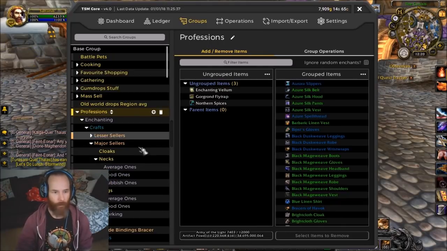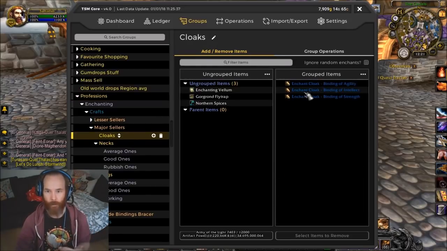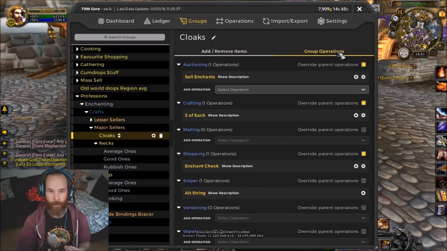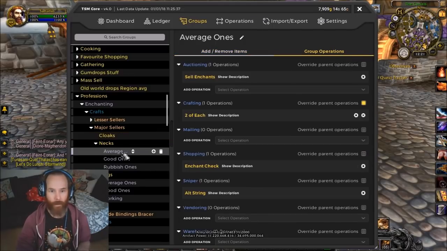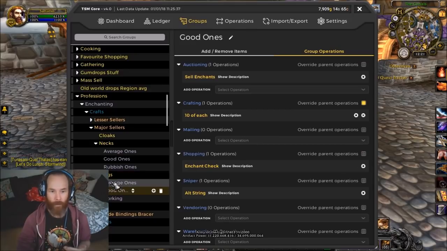My main sellers obviously are enchanting, which I've now grouped into major sellers, and then I've changed my restocks over the course of the last month to increase my stock levels based on what's been selling really frequently. So now we have our cloaks, we're selling three of each. Our necks, we've got three different groups: three of each, two of each, and one of each. And then the rings, for the good ones, we've got 10 of each, and the average ones, we've got four of each.